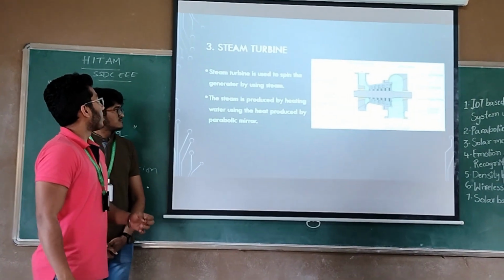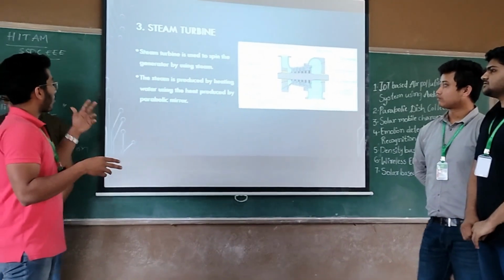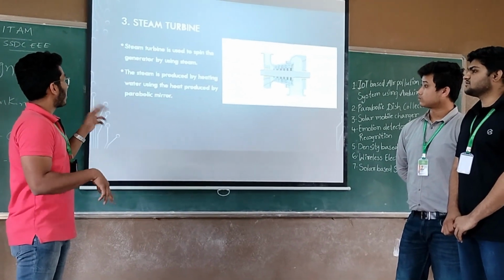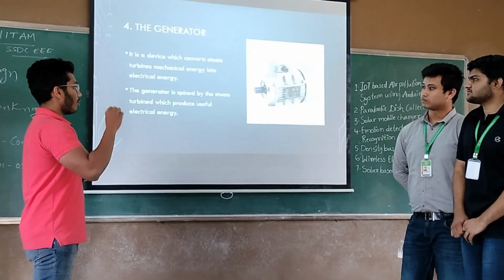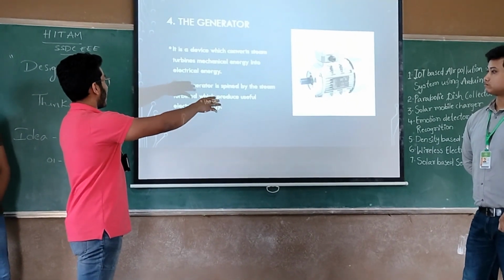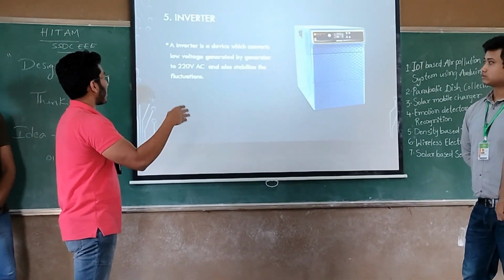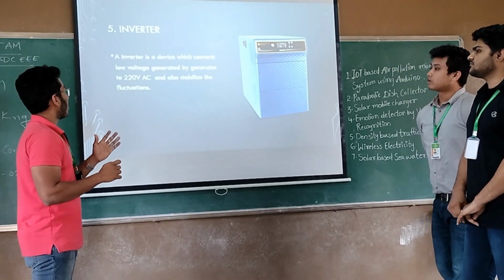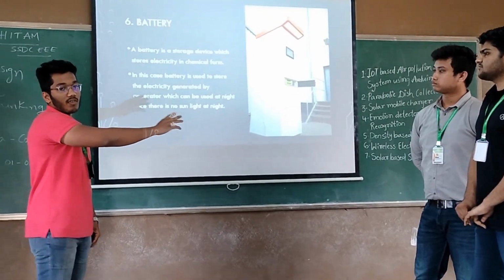Next slide. Steam turbine: this steam turbine is used to rotate the turbines, producing electricity from the steam produced in the water tank. The generator: the steam produced by the water tank rotates the steam turbine, which then produces electricity by the generator, which is then converted by the inverter. The inverter takes in the electricity from the generator, which is not stable, so the inverter has the function to stabilize the electricity and control the fluctuations.